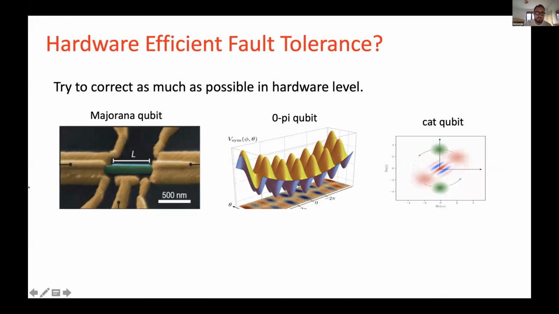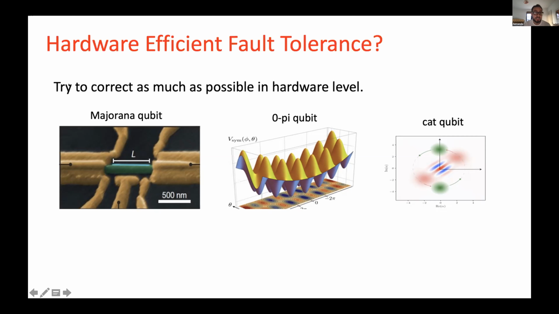So another idea which is worthwhile being explored is if there are better ways of doing error correction, right? Is surface code the best thing out there, or are there more efficient ways that we can do error correction? And there is some line of work in this direction that people call hardware efficient fault tolerance.